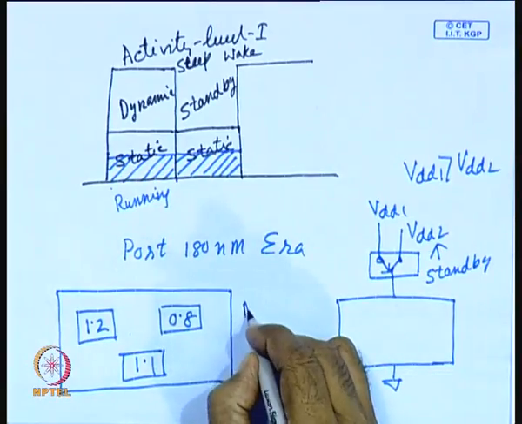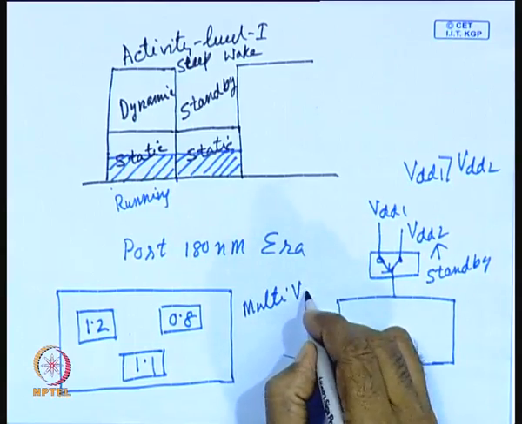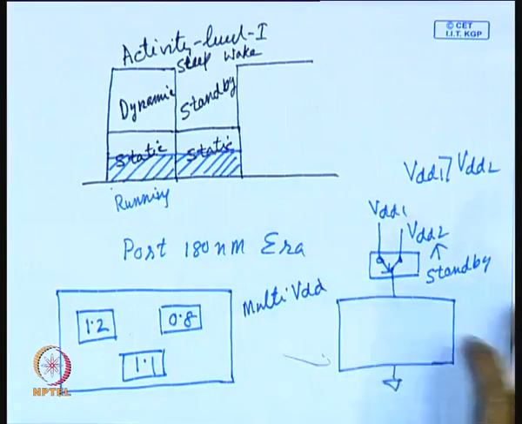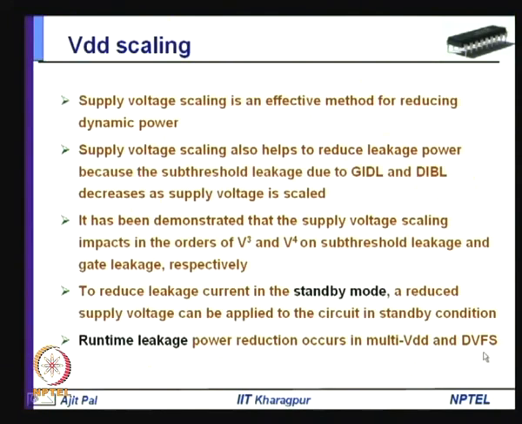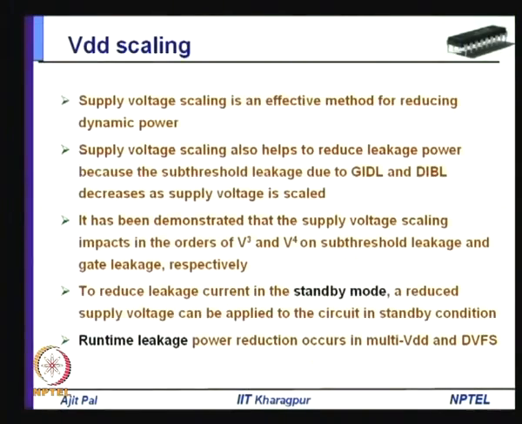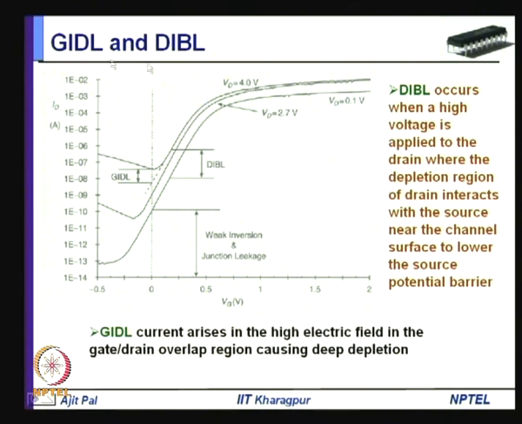So, in your multi VDD circuit, where you have multiple voltage domains, there will be reduction in leakage power. Similarly, whenever you are doing dynamic voltage and frequency scaling, you are dynamically changing the supply voltage along with frequency. Our primary goal is to reduce the dynamic power, but as you reduce the voltage, there will be reduction in leakage power. Again, it is a kind of bonus. You are not really applying any specialized technique for that. This happens because of the GIDL and DIBL effects.